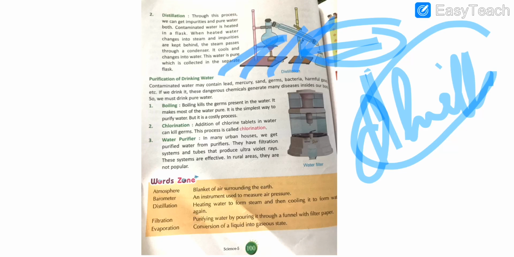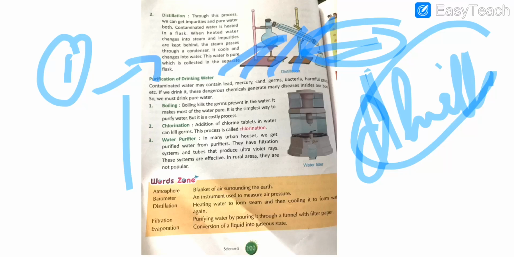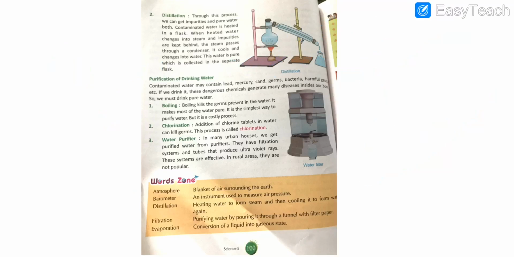How is it done, students? It is done by three points. Number first, boiling. This is a very common method of cleaning drinking water, as you might know that you drink boiled water at your homes. What happens because of boiling, students? The boiling kills the germs that are present in the water. It also makes most of the water pure, and it is a very simple way to boil the water and drink it. You should drink the boiled water instead of unboiled.